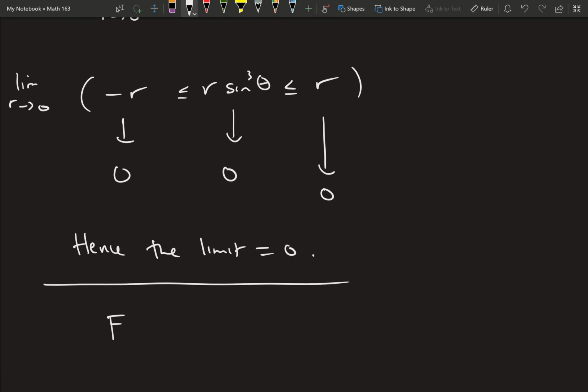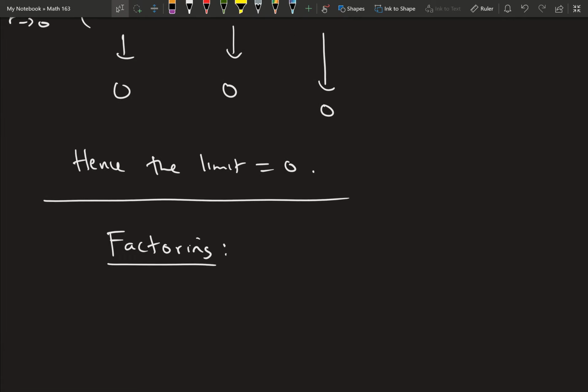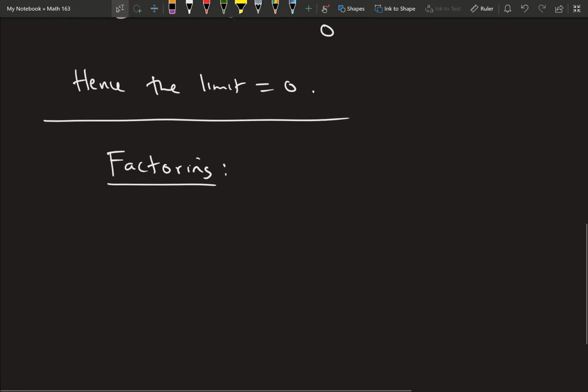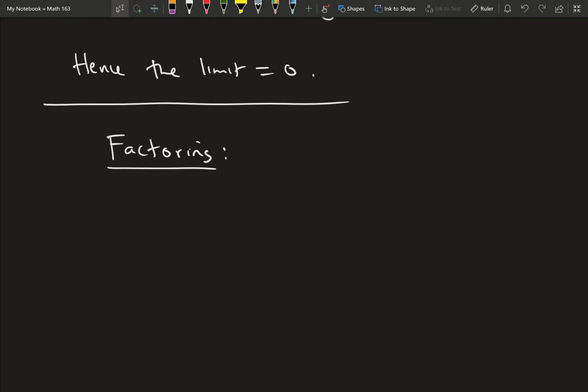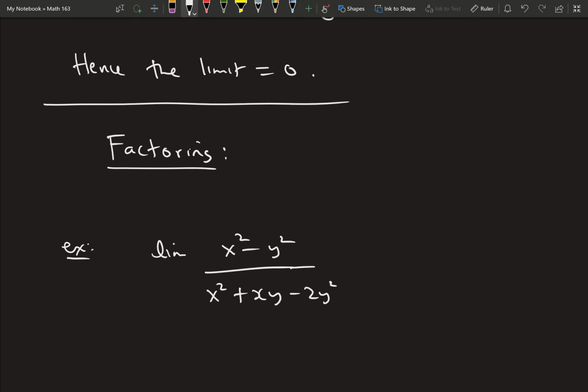We're going to now do one or two examples of the method of factoring. Algebraically, it's not challenging, but it's not necessarily the easiest to identify as the method to use. That's what makes it challenging. So let's again just directly go into an example. Let's take x squared minus y squared divided by x squared plus xy minus 2y squared. And we're going to take the limit as xy goes to the point 1, 1.